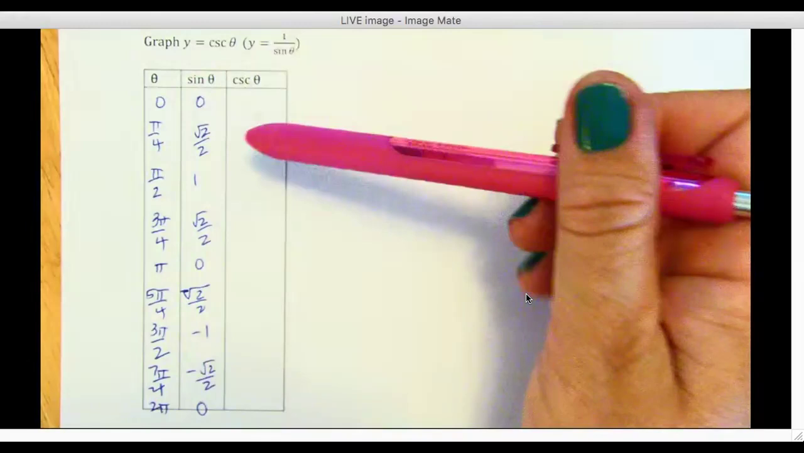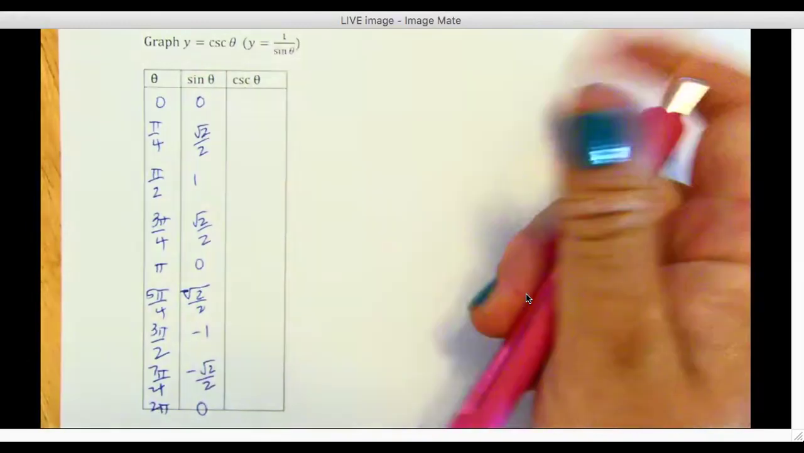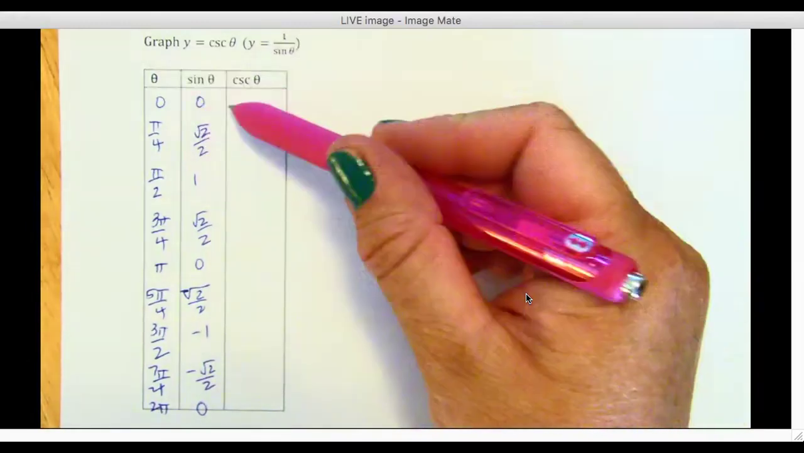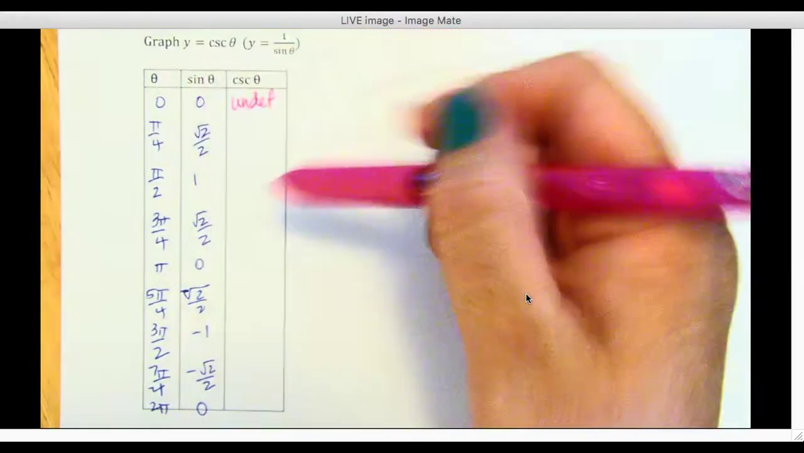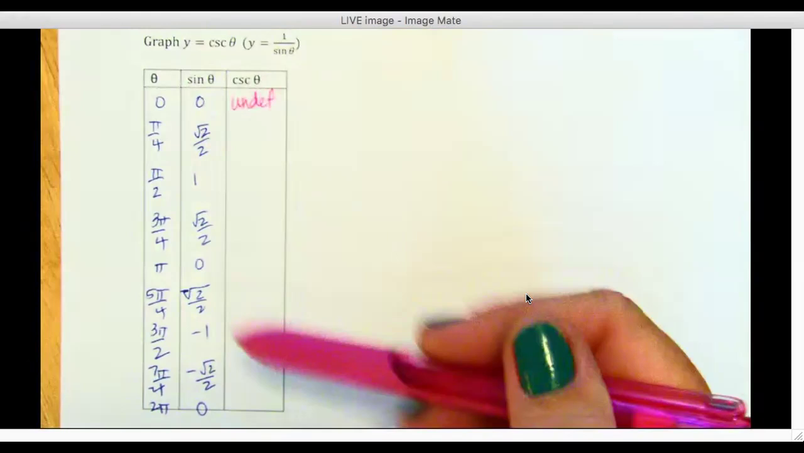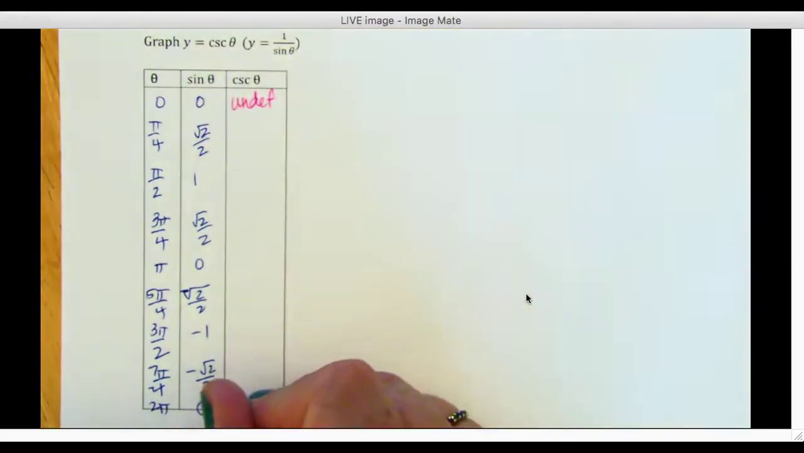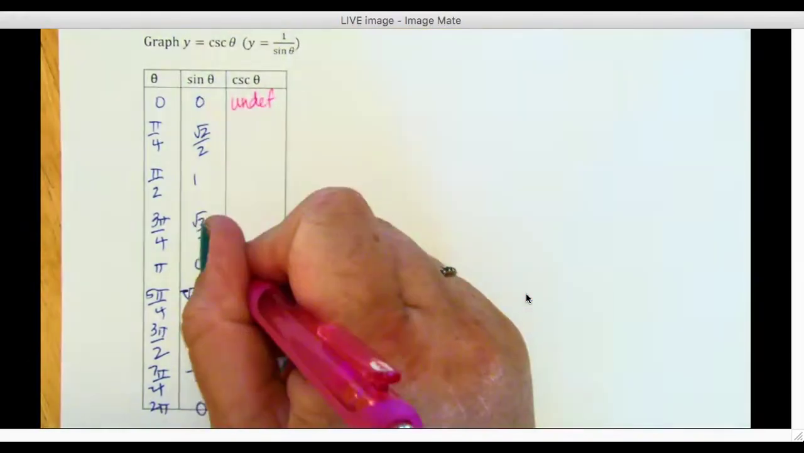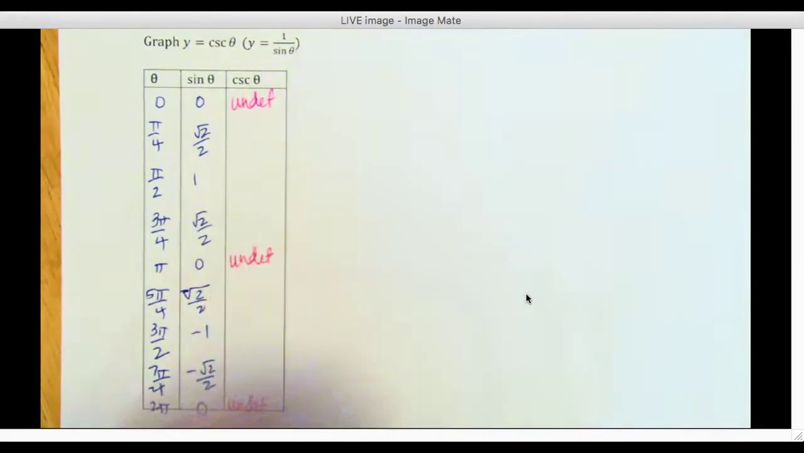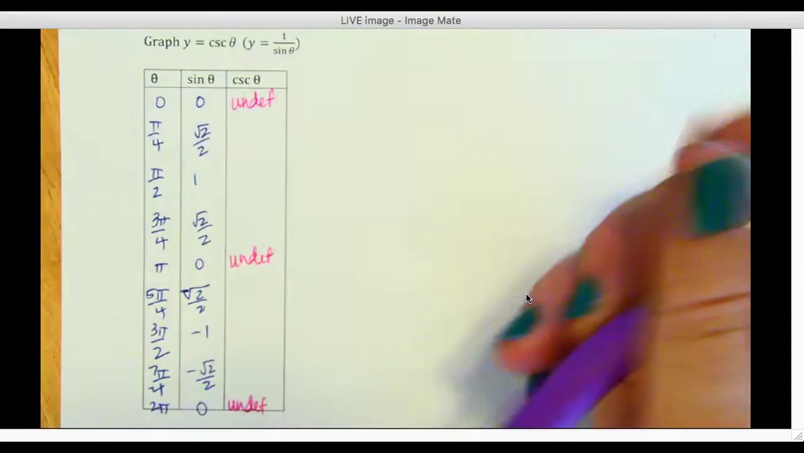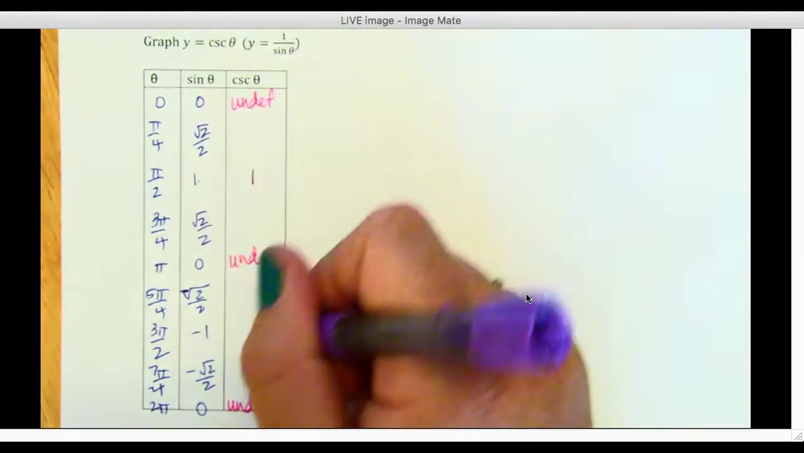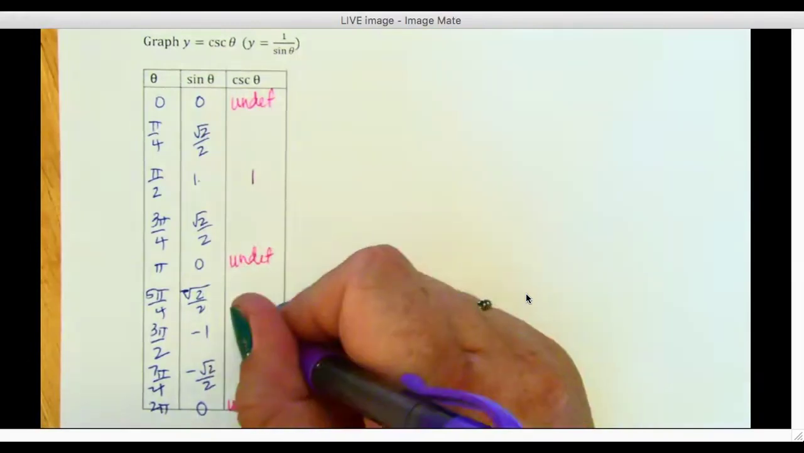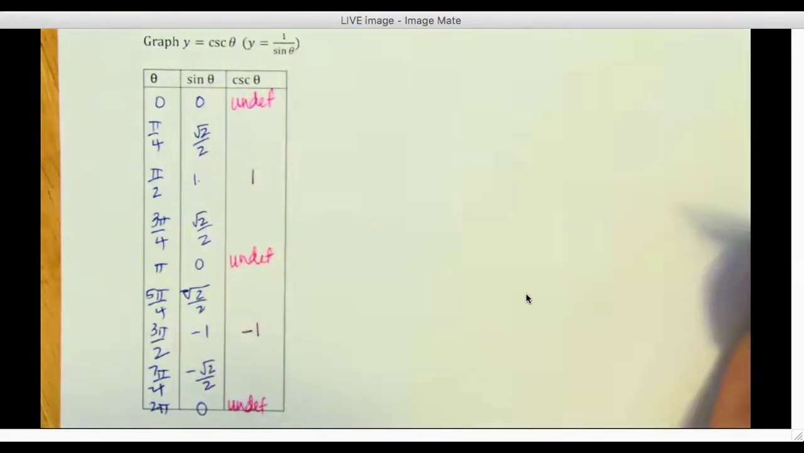And then what we're going to do for the cosecant is it would be the reciprocal of that. Well, 1 over 0 is going to be undefined. So wherever sine is 0, cosecant is undefined. That means I have an asymptote there. And then wherever sine is 1, well, 1 over 1 is also going to be 1. And 1 over -1 is also -1.